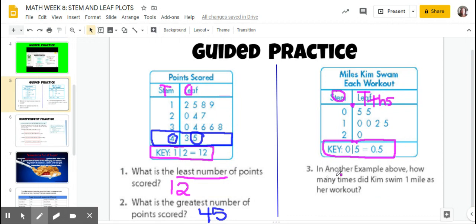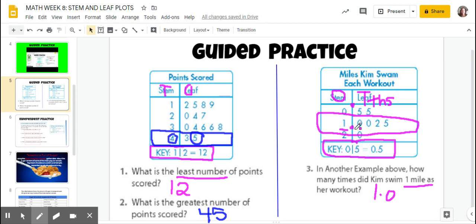Well, it says, in another example above, how many times did Kim swim 1 mile as her workout? 1 mile is not written as a decimal. As a decimal, 1 mile can be written as 1 and 0/10. So I'm going to look for all of the 1 and 0/10 that are listed on our stem and leaf plot. 1 has to be our stem or the ones place, and I found it right here.